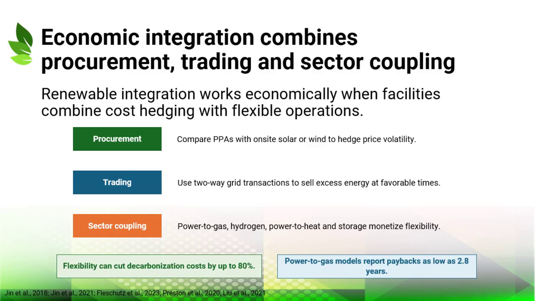Case studies show that demand-side flexibility can substantially reduce decarbonization costs. The key lesson is that renewable integration depends on business models as much as technology. This slide shows that decarbonization can reduce risk and create new revenue opportunities.